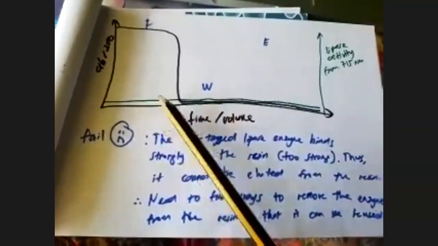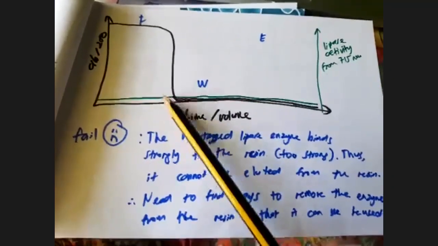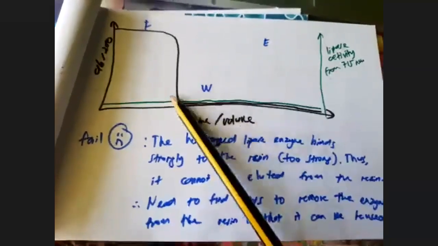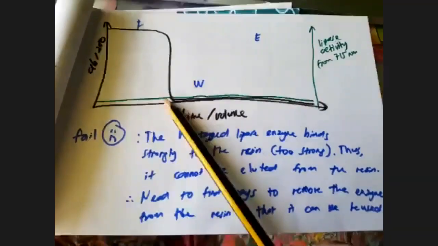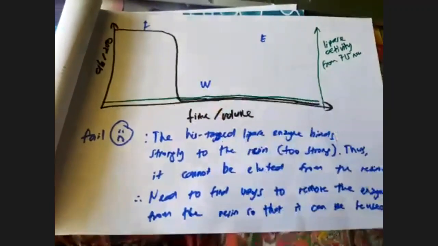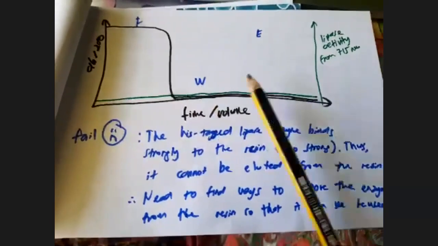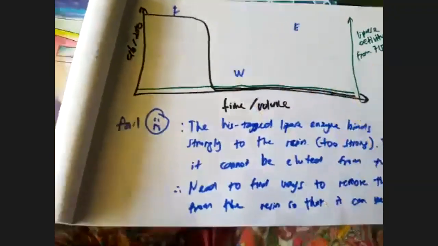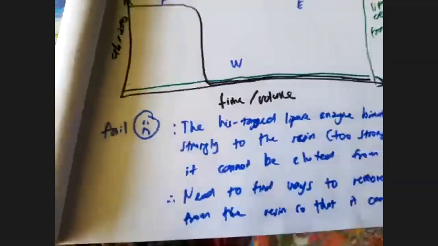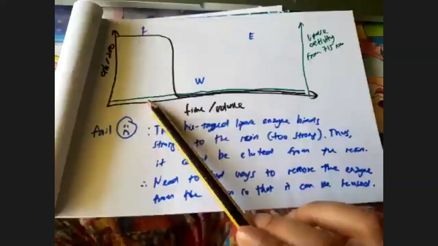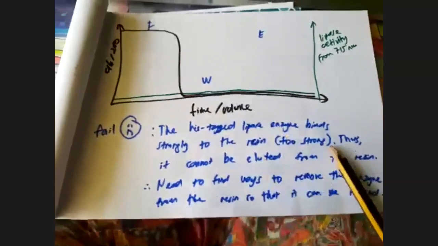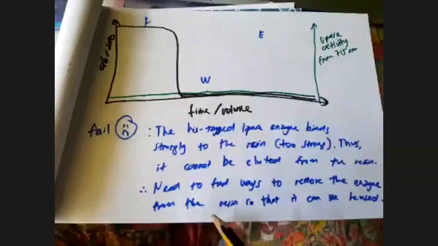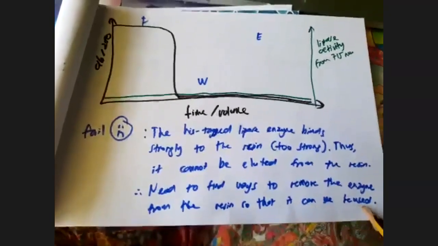Once the binding, we know the principle. The first principle, we want to make sure the target protein binds to the matrix. Yes, but if it is too strong, nothing will come out later because the binding is too strong. What happened? If the binding is too strong, we cannot detect it here. So we need to find ways to remove the enzyme from the resin so that it can be reused.